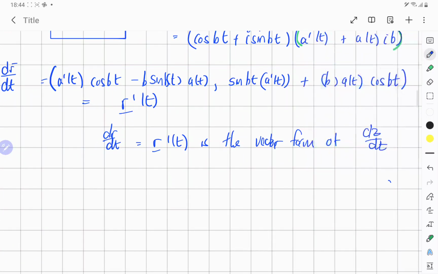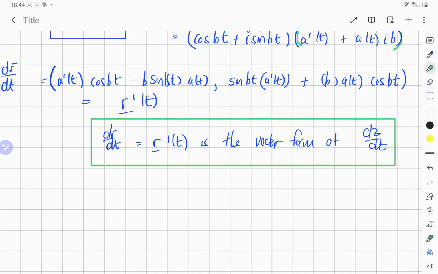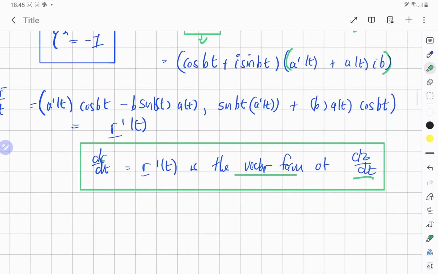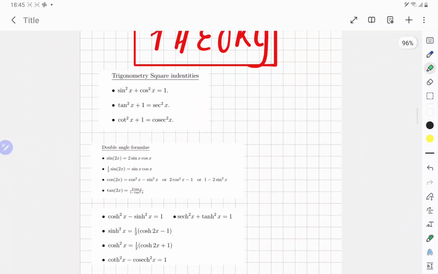So I'm repeating the sentence again here, since you must really focus on that, and please memorize it, but never in maths just memorize, really understand it. dr/dt is the vector form of dz/dt. So you can do other methods, but more on that later.